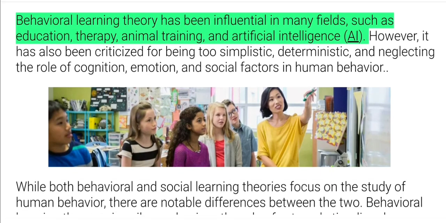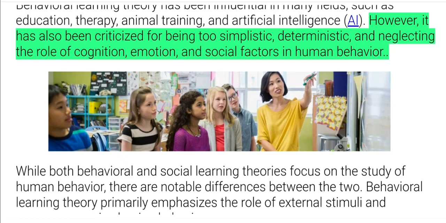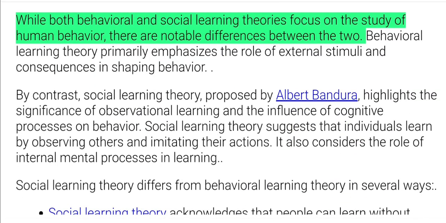Behavioral learning theory has been influential in many fields, such as education, therapy, animal training, and artificial intelligence (AI). However, it has also been criticized for being too simplistic, deterministic, and neglecting the role of cognition, emotion, and social factors in human behavior. While both behavioral and social learning theories focus on the study of human behavior, there are notable differences between the two.